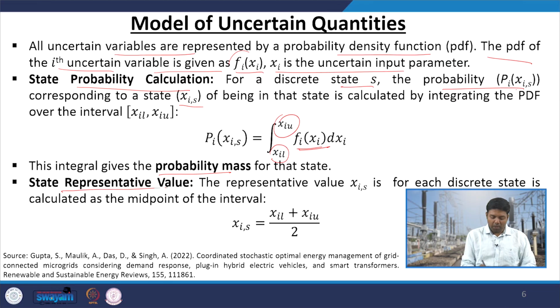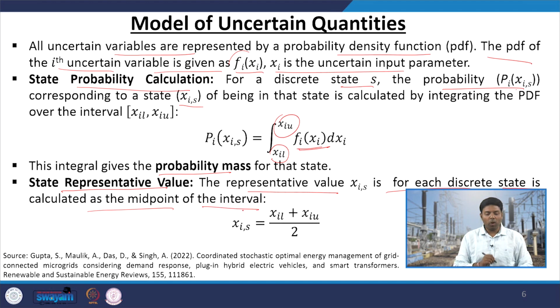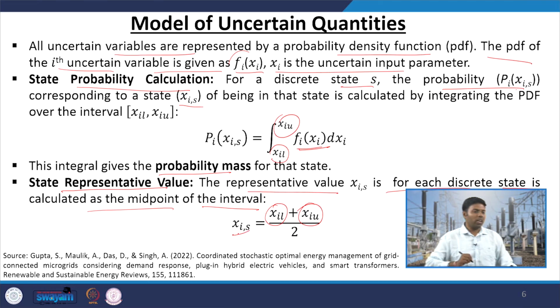So, the state representative value, this representative value x_i, that means the value of that state for each discrete state is calculated as the midpoint of the interval. That means if you have a lower limit and an upper limit, then the average or midpoint of that limit is the value with the highest probability of occurrence.